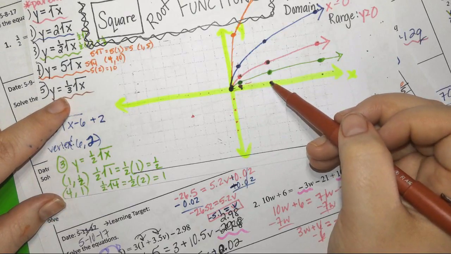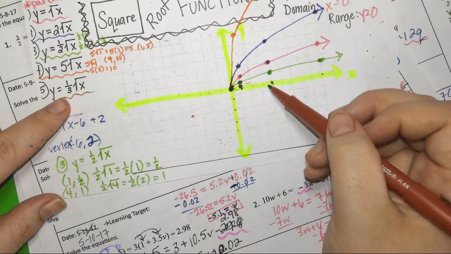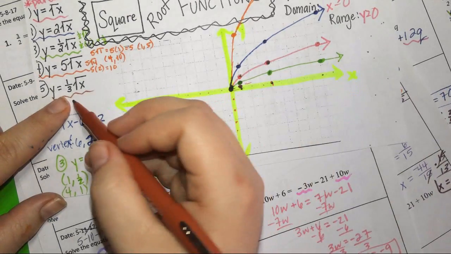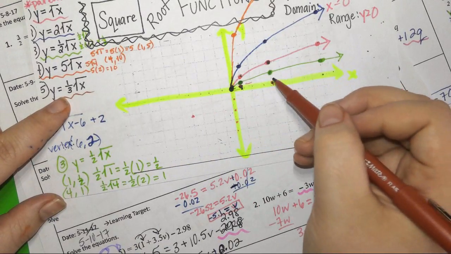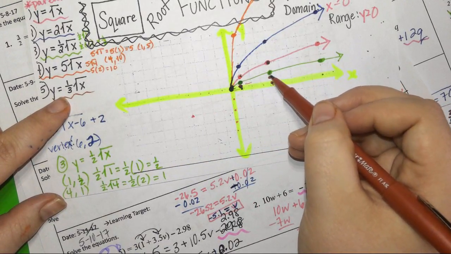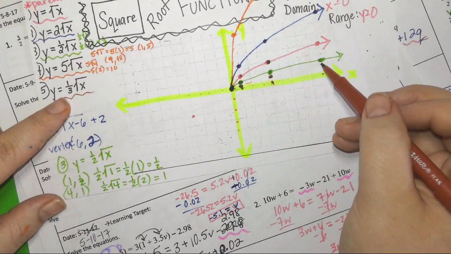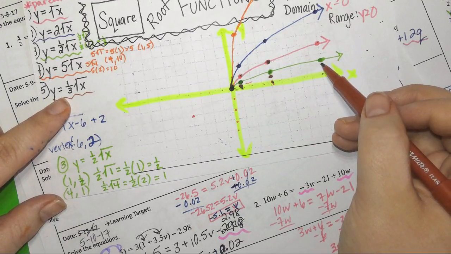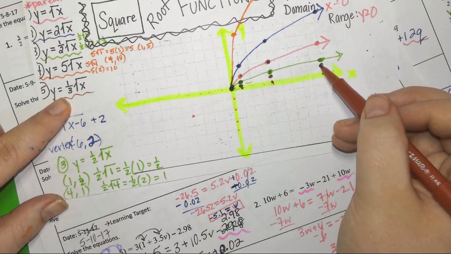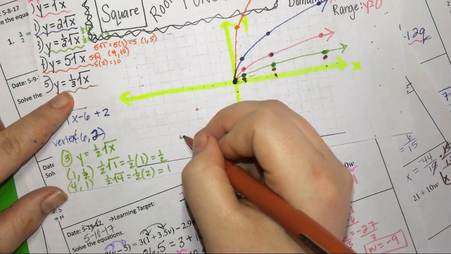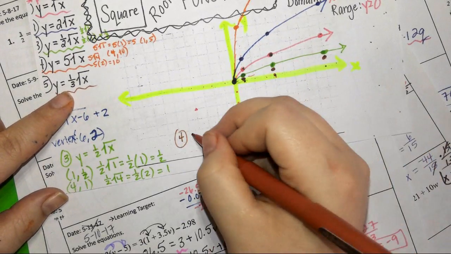Wait, I messed up. 1 over a third, but then a third times 2 is 2/3. So 2/3. Oh, and then a third times 3 is 3/3, which is just 1. So what am I doing in my head as I make my graph?